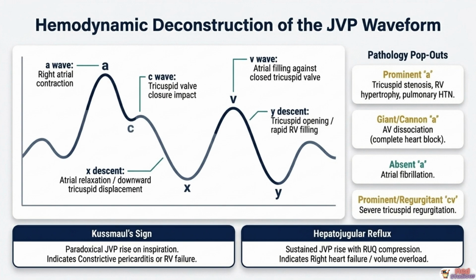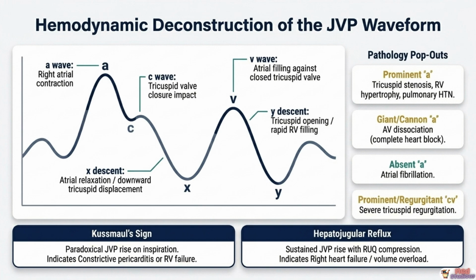Once you've correctly identified the jugular venous pulse, its waveform reveals an extraordinarily detailed hemodynamic story. The A wave reflects right atrial contraction. The C wave reflects the impact of tricuspid valve closure. The X descent reflects atrial relaxation. The V wave reflects atrial filling against a closed tricuspid valve. And the Y descent reflects tricuspid valve opening with rapid right ventricular filling.